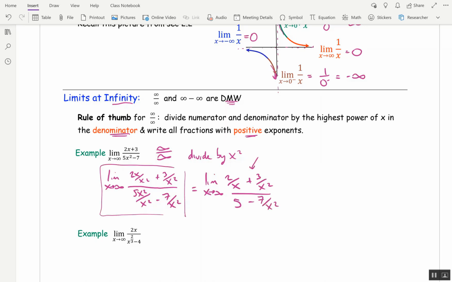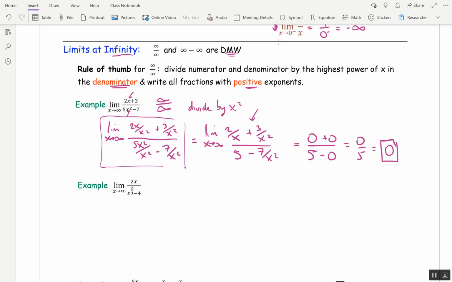Now, everything's already got a positive exponent, so I'm good to go. I can take the limit. 2 over infinity is 0. 3 over infinity is 0. 5 is 5. 7 over infinity is 0. 0 over 5 is 0. When 0 is in the numerator, the fraction is 0. Note for future reference that the degree of the denominator was bigger than the degree of the numerator. So as we go to infinity, the denominator is growing much faster, and that's why the ratio is going to 0.